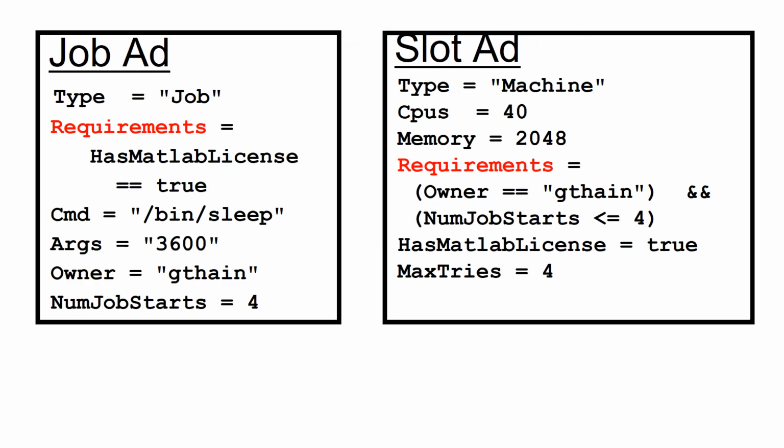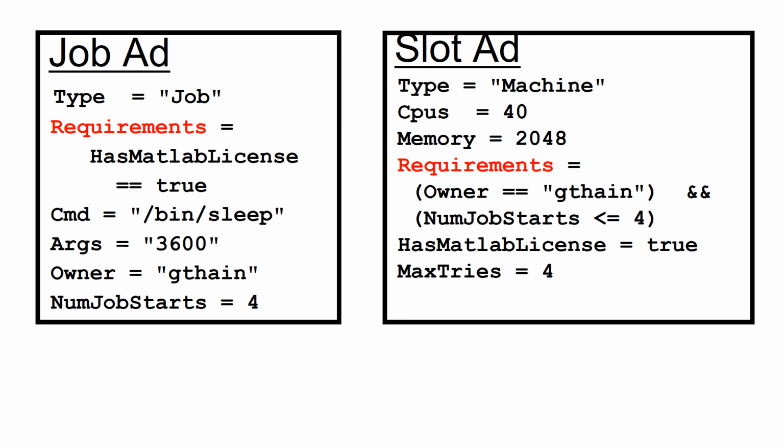And here is an example job ad on the left, which we try to match to a slot ad on the right. Note that both have a requirements expression. The job has a custom requirements expression saying that it can only run on machines where the administrator has put in a custom ClassAd attribute, HasMATLAB license, and that has to evaluate to true. This is not something HTCondor detects, but it's the sort of thing very common that administrators add as custom slot attributes. Also, the machine has a requirements expression that came from START that the administrator defined.